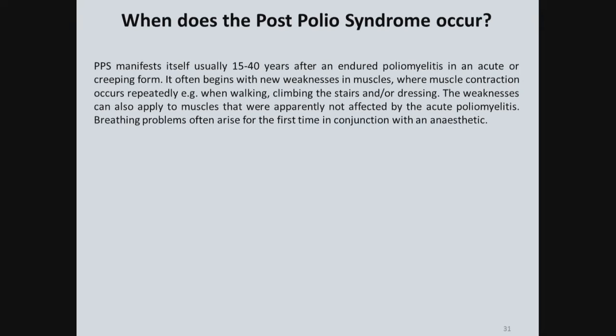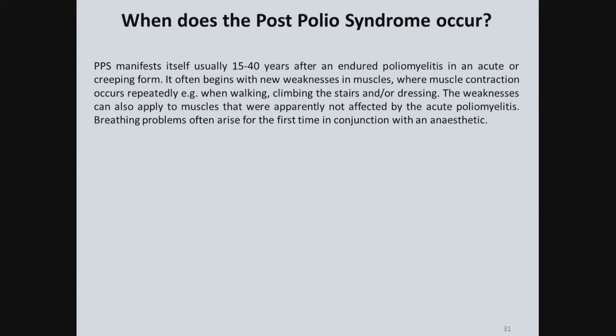When does the post-polio syndrome occur? PPS manifests itself usually 15 to 40 years after an endured poliomyelitis in an acute or creeping form. It often begins with new weaknesses in muscles where muscle contraction occurs repeatedly, e.g. when walking, climbing the stairs and/or dressing. The weaknesses can also apply to muscles that were apparently not affected by the acute poliomyelitis.